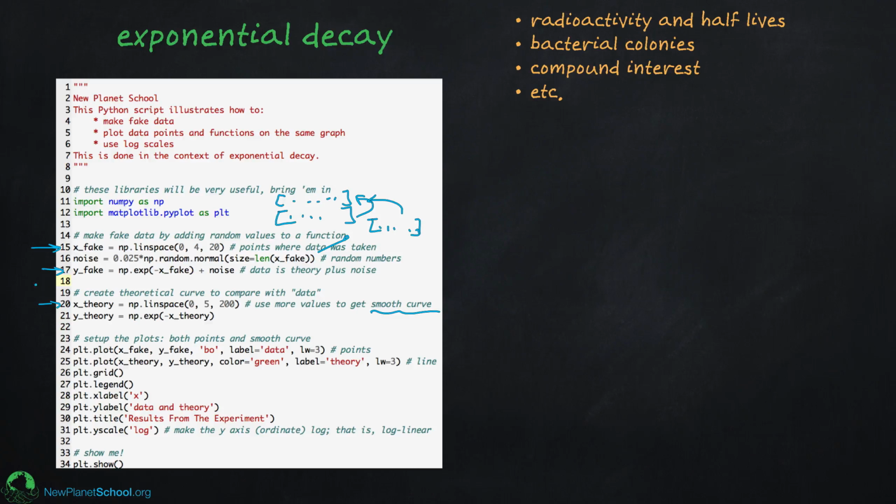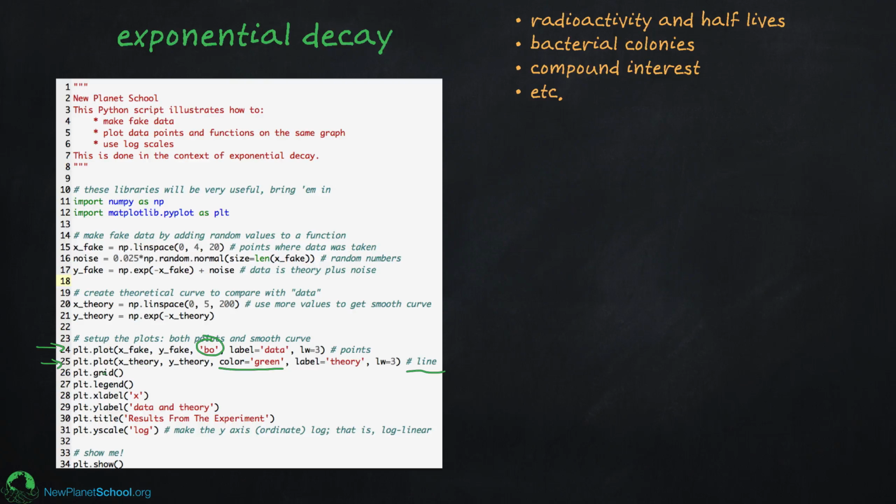Okay, so that's how I do the fake data and the theoretical curve part. Notice what I'm going to do here is plot the fake data as points, and plot the theoretical curve as a very smooth curve. So when I make the plot, the fake data will be blue circles with nothing connecting them. Those are the points. And I'm going to plot the theory using a green solid line. And so I can get points and lines on the same graph.